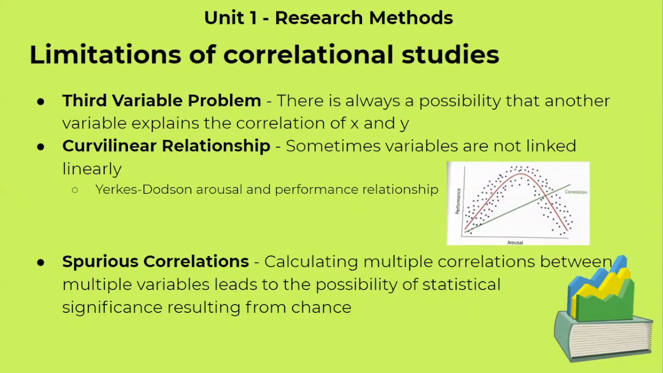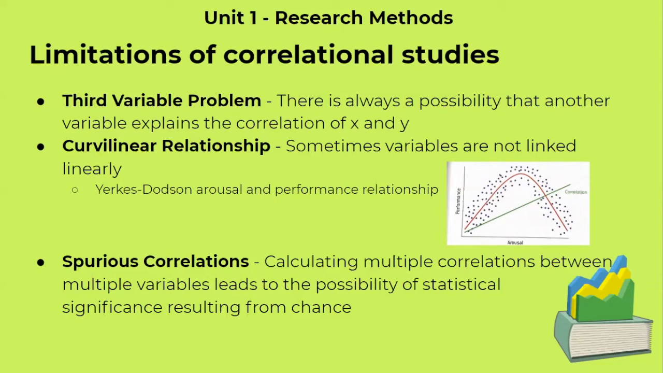First, we have the third variable problem, where it states that there is always a possibility that another variable, the third variable, explains the correlation between x and y. Curvilinear relationship is when variables are sometimes not linked linearly. For example, the arousal and performance relationship.